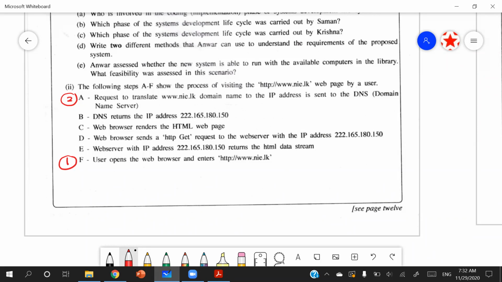Then it's easy to remember these steps, isn't it? The domain name is given. Then the domain name is sent to the DNS. DNS will give the IP. According to the IP, the request is sent to the particular web server. Then that web server will send us the data. Then the browser is going to show that data to the user. So 6 is going to go with the C, right?